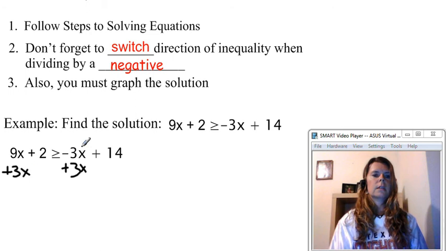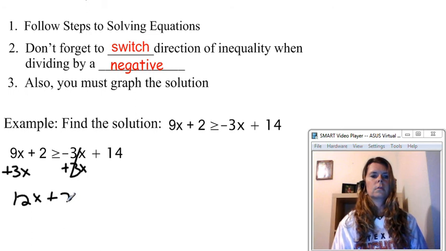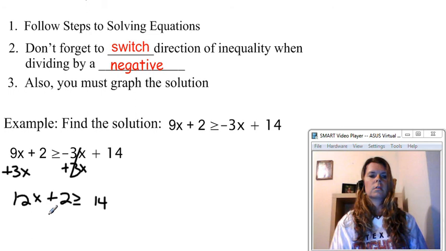So these cancel, and you get 12x plus 2 greater than or equal to 14. So now it's just like a two-step equation. You always undo the addition or subtraction first. So we're going to get rid of that plus 2.